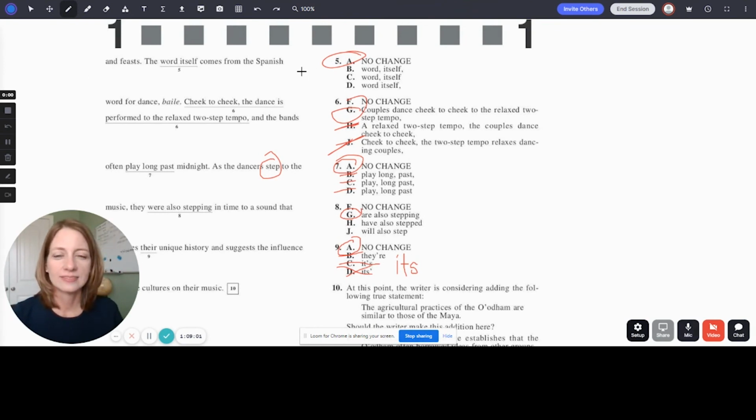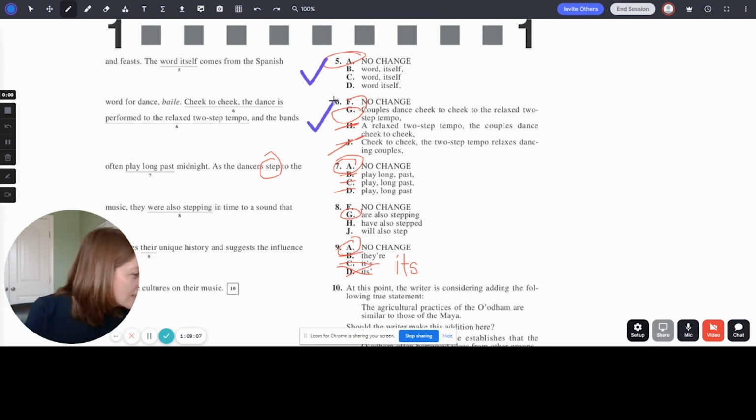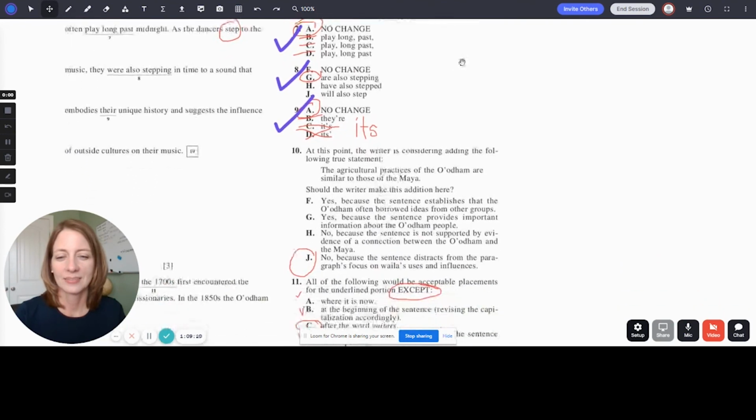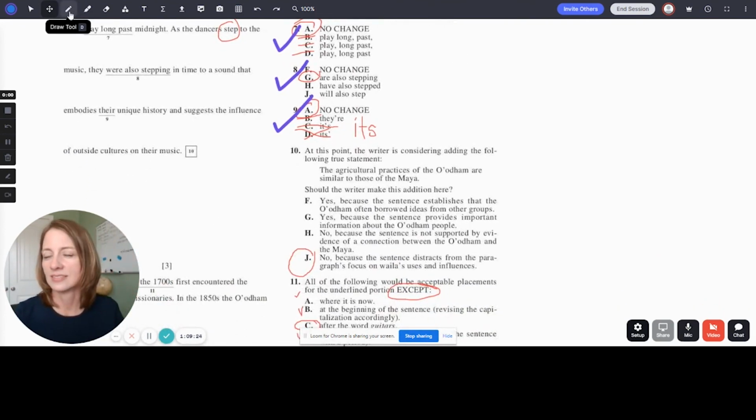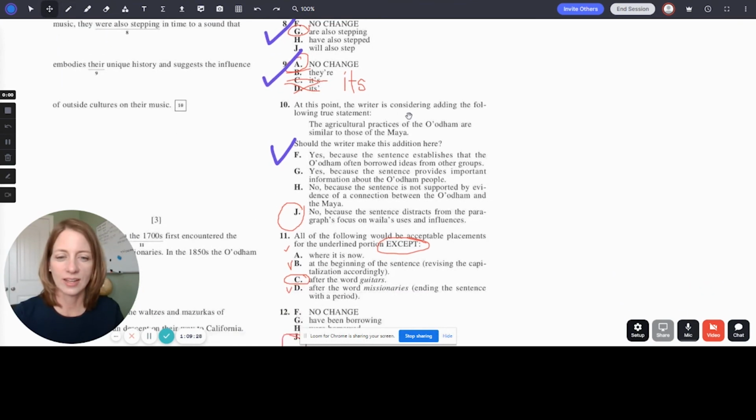5A. Yes. 6G. Yay. 7A. Yes. 8G. Yes. 9A. Yes. 10J. Yay. Okay, let's keep going.